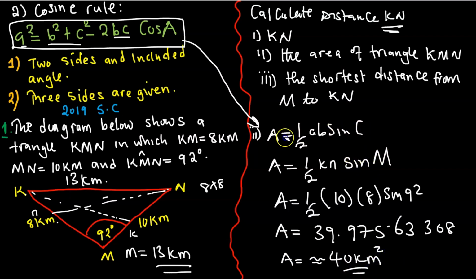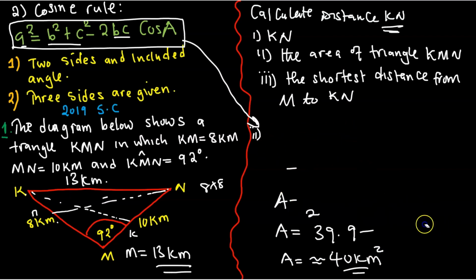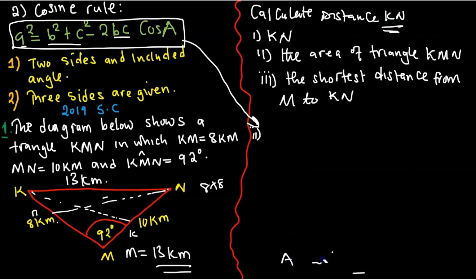Then now the last question is finding the shortest distance. How do we find the shortest distance? So in finding the shortest distance, the question is find the shortest distance from M to KN. So now let me just try to tie it up here. Let me just try to clean here. So find the shortest distance from M to KN. So this one, which is the height.